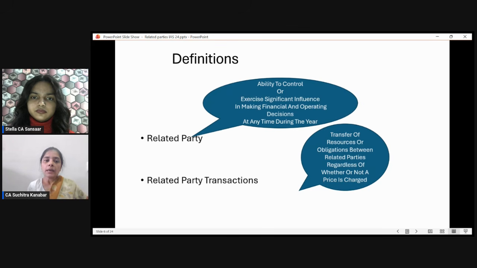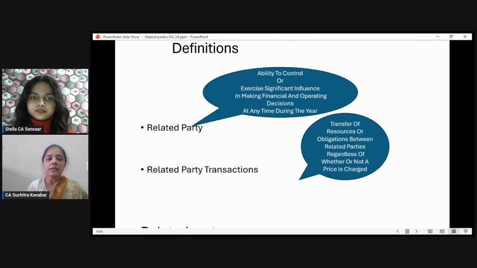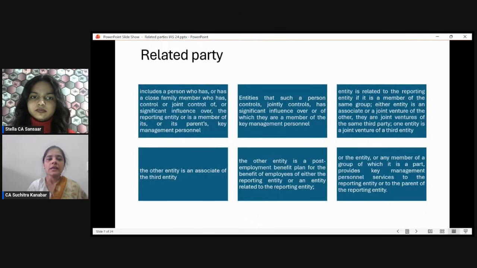Now who could be a related party? It could either be an individual or it could be an entity that is related to the entity that is making the financial statements. Now there are a lot of listings given by the standard to show who is the related party, and these are all the related parties which can be covered by the standard. It says related party could be any of the following.